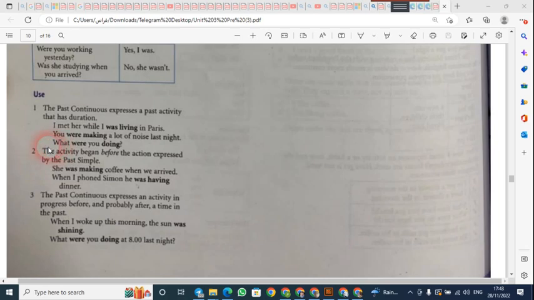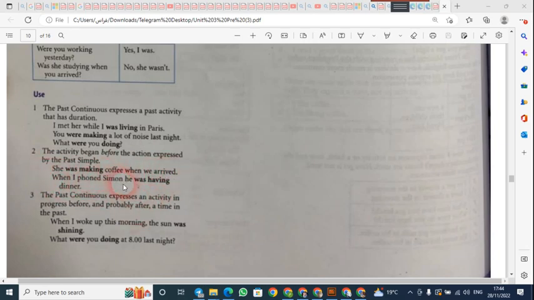The second use, when we have an activity that began before an action expressed by the past simple. There is a problem here in the phrasing: it should be "an activity that began" before an action expressed by the past simple. Like what? She was making coffee when we arrived. When we arrived, she was doing something with duration. She was making coffee when we arrived.